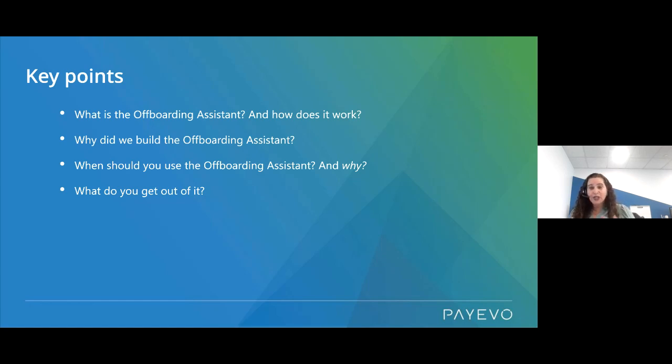So the goal for today is to really give you a good understanding of what the Offboarding Assistant is and what it can do for you. The things that we're hoping that you take away from today is that you can answer the following questions. What is the Offboarding Assistant and how does it work? Why did we build the Offboarding Assistant? When should you use the offboarding assistant and why? And what do you get out of it? All of these things will help you understand when's the right time to use it, how do you use it, what's important to you when you're making it work.